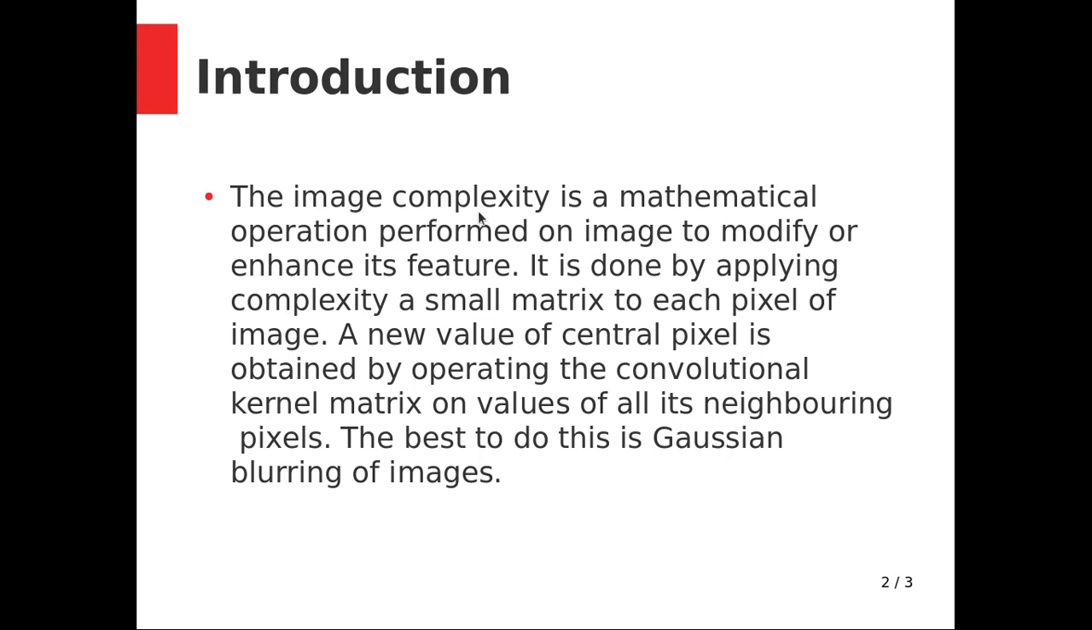Image processing, blur image. Image convolution is a mathematical operation performed on an image to modify or enhance its features. It is done by applying a convolution, a small matrix, to each pixel of the image. A new value of the central pixel is obtained by operating the convolutional kernel matrix on the values of all its neighboring pixels. The best way to do this is Gaussian blurring of the image.